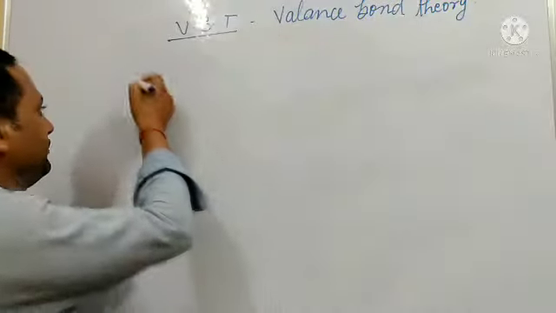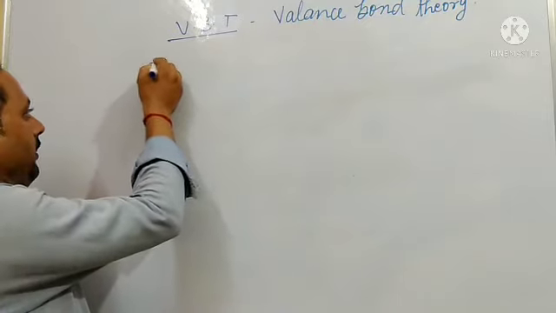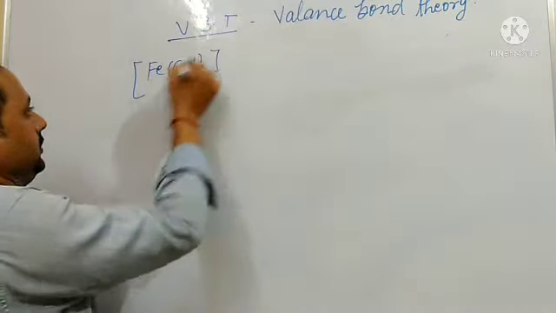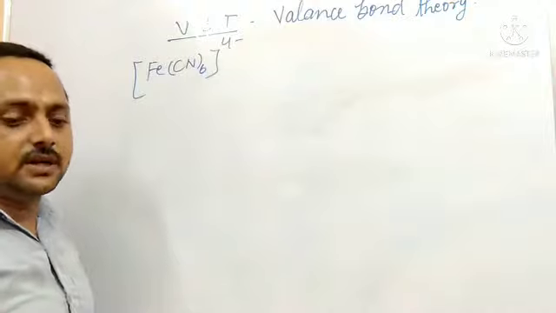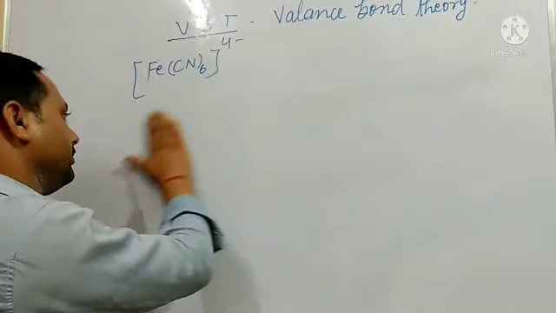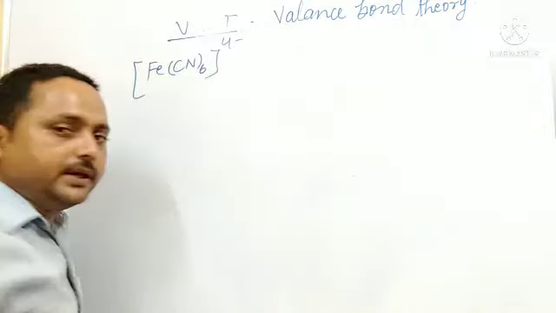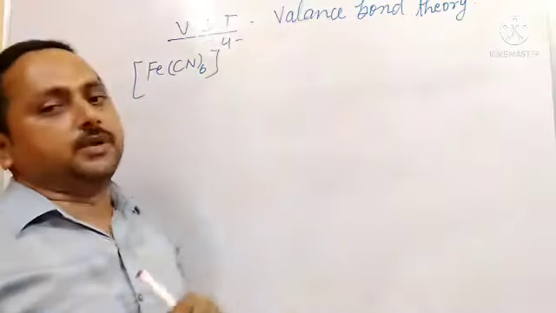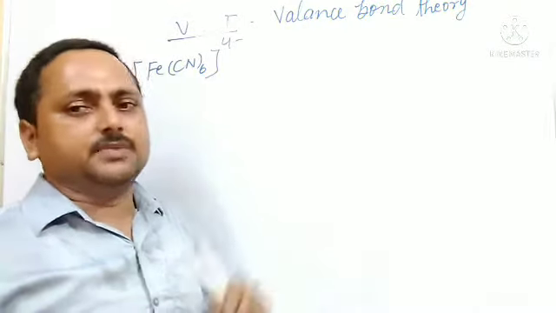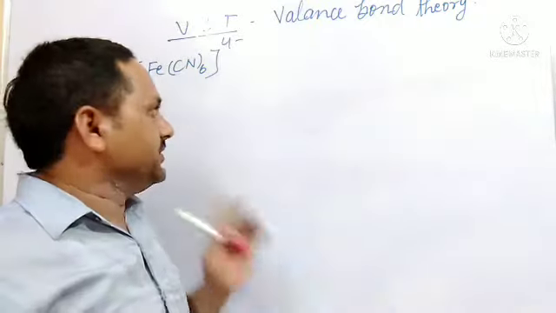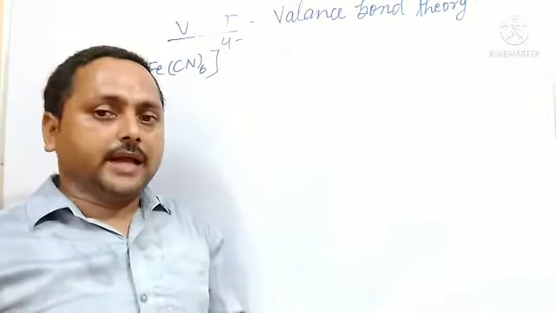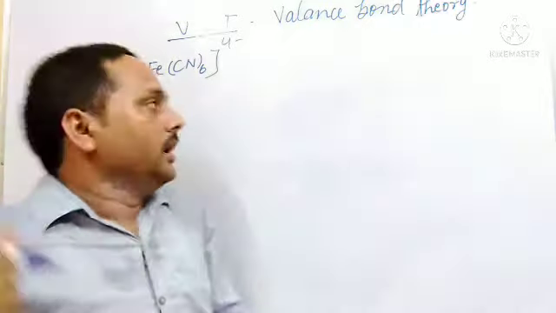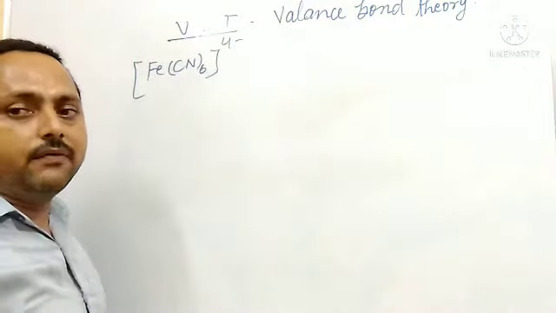I am taking the first example. What is the first example? Fe(CN)6 4 minus. Okay, this is the complex, this is the coordination compound. With the help of VBT, we will try to understand the geometry and magnetic nature of this complex. With the help of VBT, we will be able to explain what the nature and geometry of the molecule are.